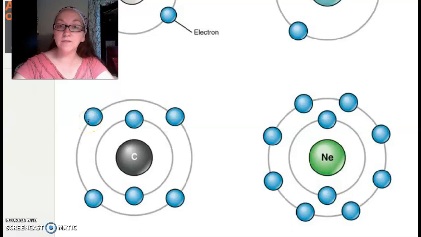Now, carbon, if you remember, has 6 protons, so it has 6 electrons when it's stable and neutral. So if you put 2 in the first ring, you can put 4 in the second ring. And that would be it, right? 1, 2, 3, 4, 5, 6. That's how many electrons it has. Now that's not 8. That's only 4 in the outside. So carbon would love to have 4 more electrons to make it stable.